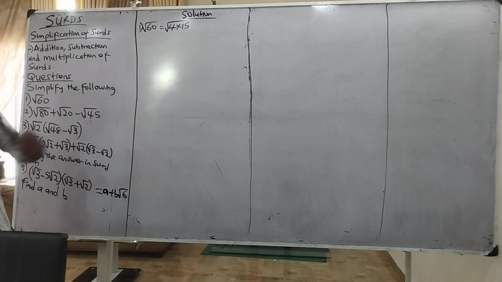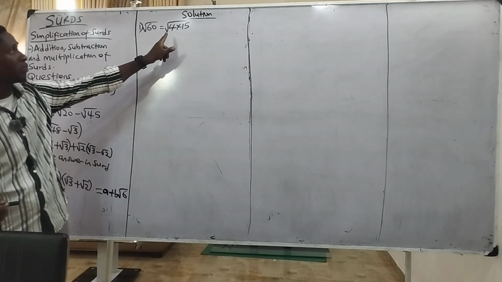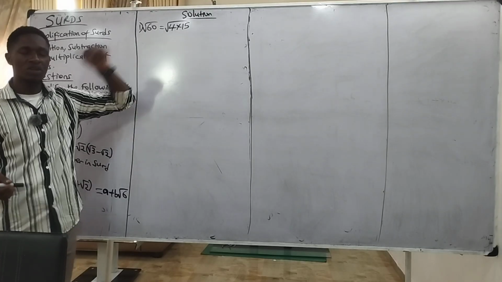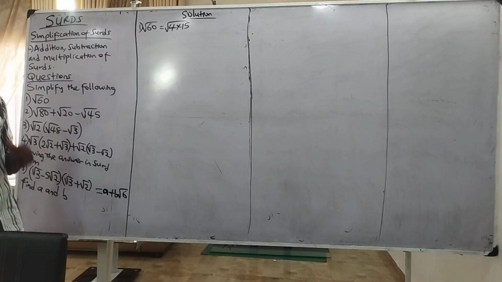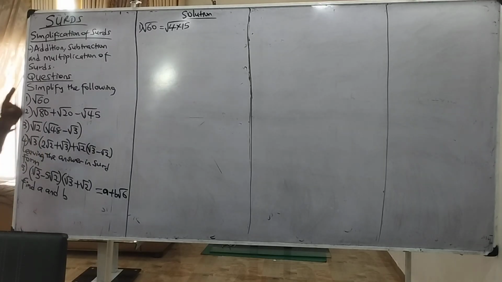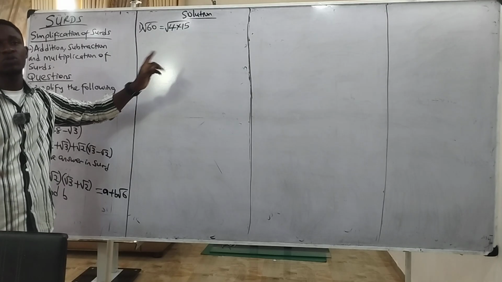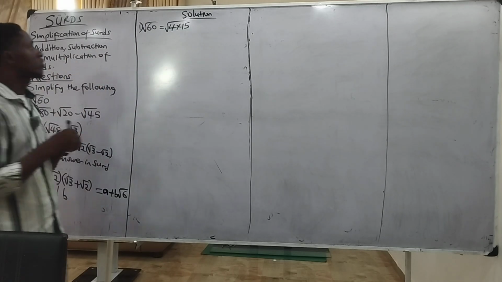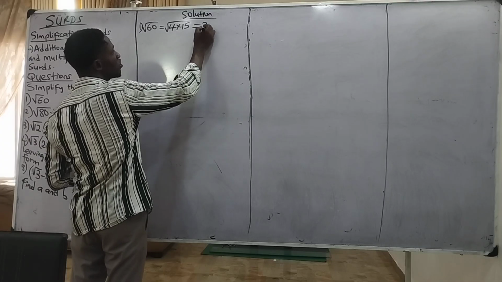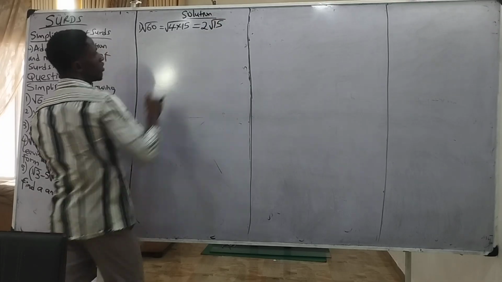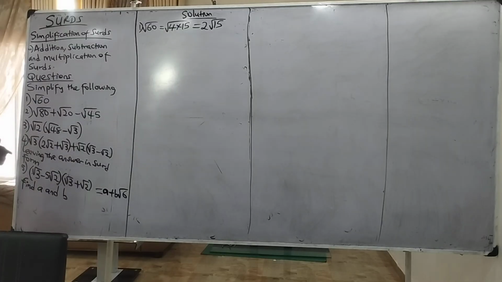So make sure that of the two numbers you are going to use, one is a perfect square and one doesn't have a perfect square inside of it. So take note of that. And again, if the number doesn't have any perfect square, you leave it like that. So let's continue. Square root of 4 is 2. So the answer is 2 root 15. That is the answer there.